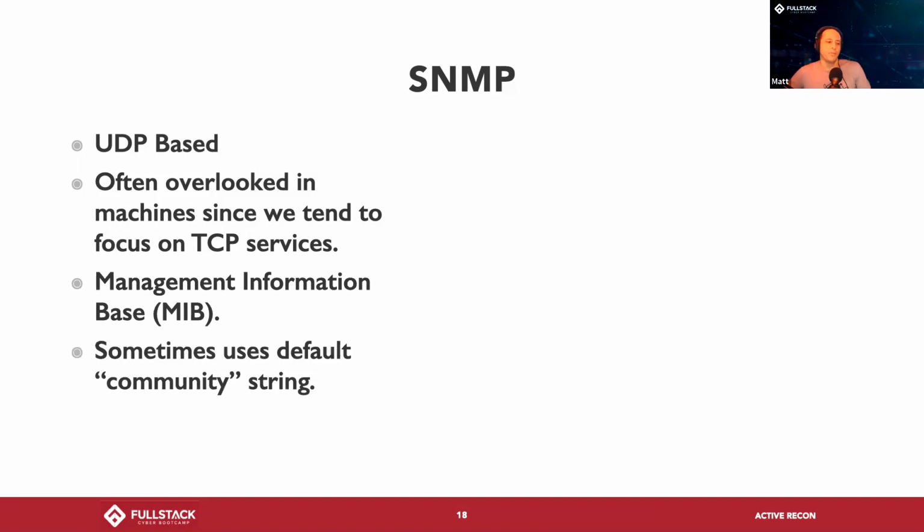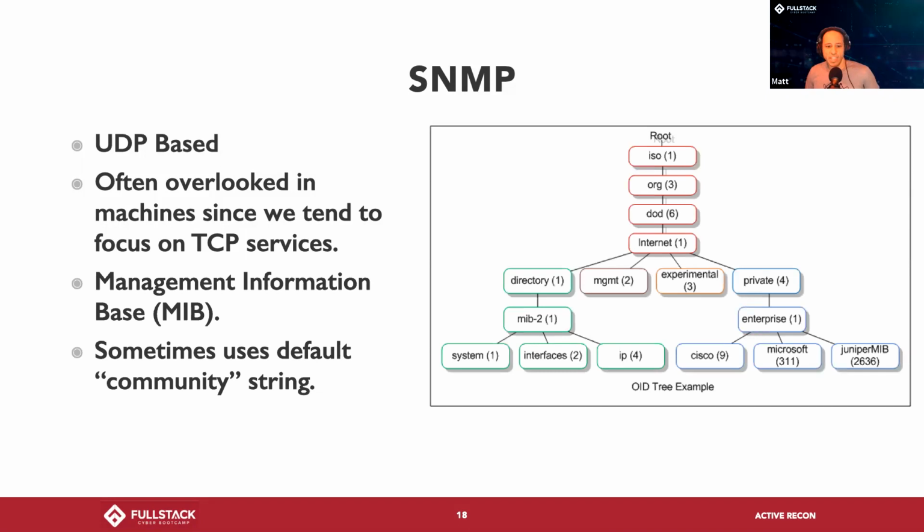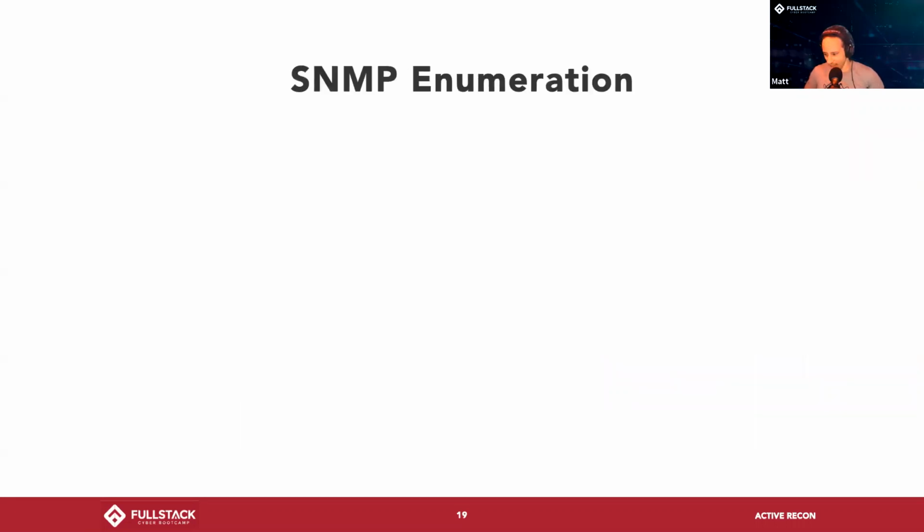Terms you want to be familiar with. It has this thing called a community string, which is kind of like a public password. Sometimes they're just empty. These things look like trees, right? You'll notice that almost everything looks like trees in computer science, right? Starting from the root at top, you have these upside down trees. So let's take a look at what you actually do to enumerate this.